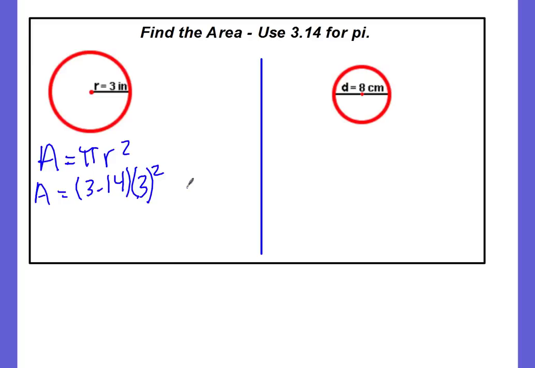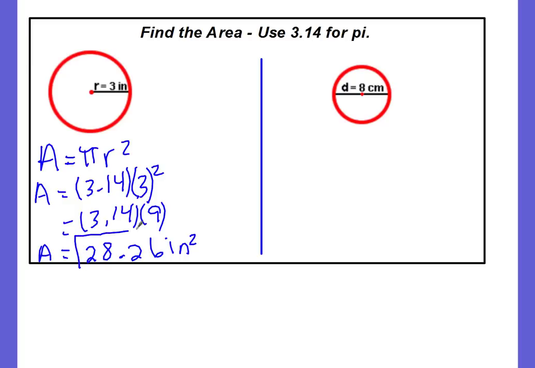Now if you go back to order of operations, PEMDAS, you know you have to do exponents first. So we're just going to do the math. 3.14 and 3 squared is 9. And then we multiply. 3.14 times 9, and our area is going to equal 28.26 inches, and because we're talking about area, it is squared. 28 and 26/100 inches squared.